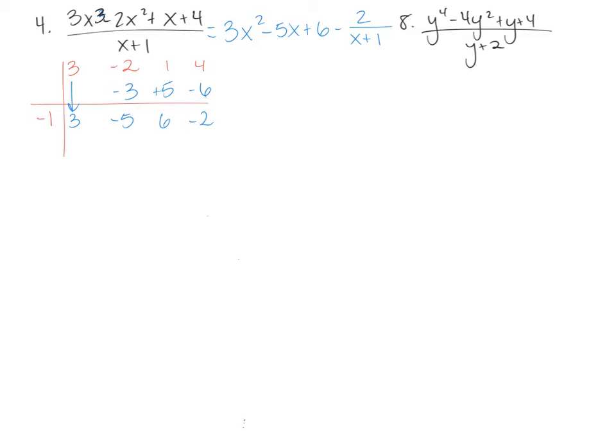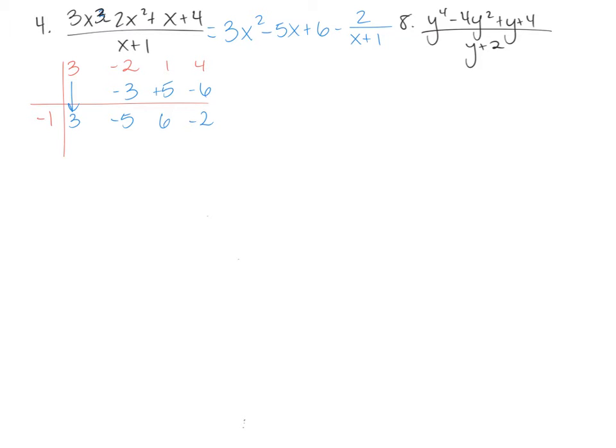All right, now let's look at 8. 8 says y to the 4th minus 4y squared plus y plus 4 divided by y plus 2. Okay, so in the lesson we just learned on Monday or Tuesday, whichever block you are, if you notice, we skip a degree. We go from 4th to 2nd. So we need to add in a placeholder, or 0, for y cubed.